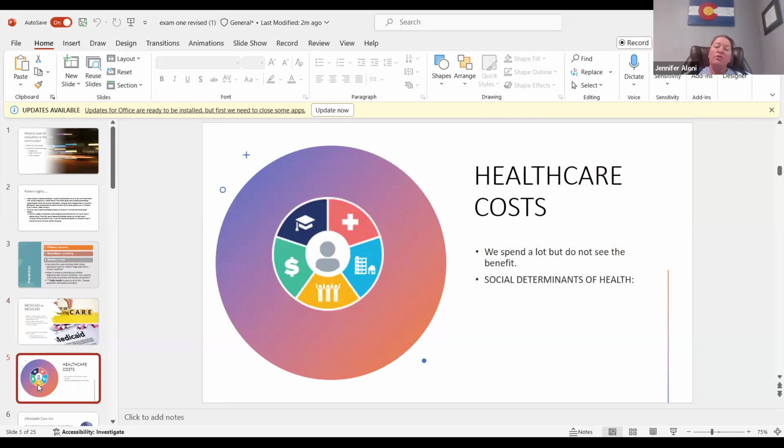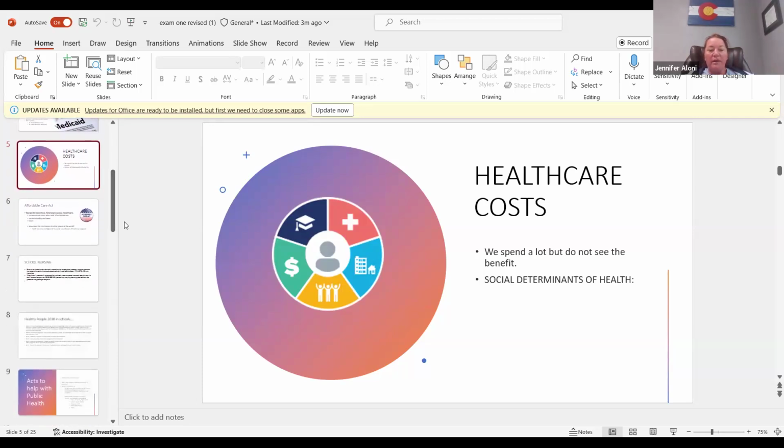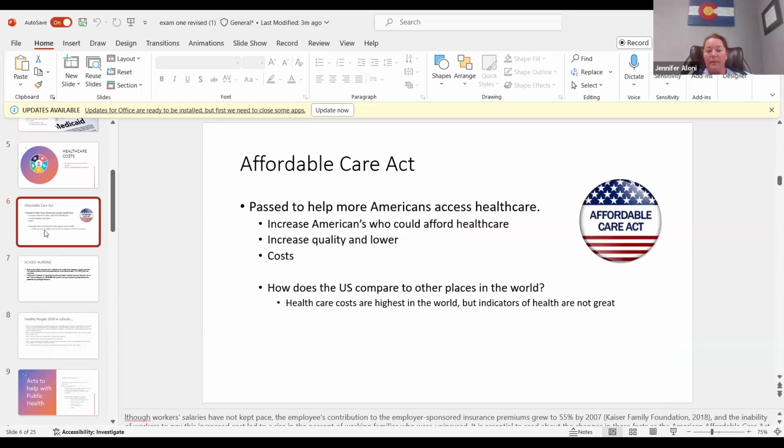Healthcare costs. We talked about our social determinants of health in class. Please remember those. It's going to be our economics, our environment, our neighborhood, all those kinds of things are going to be impacted, right? Our education is going to impact how we get and how we have money. If you don't have money, it's kind of hard to prioritize your health care, right? We had an Affordable Care Act that was passed by Barack Obama, and that was to increase those who could afford health care. We were to increase our quality and lower our costs.